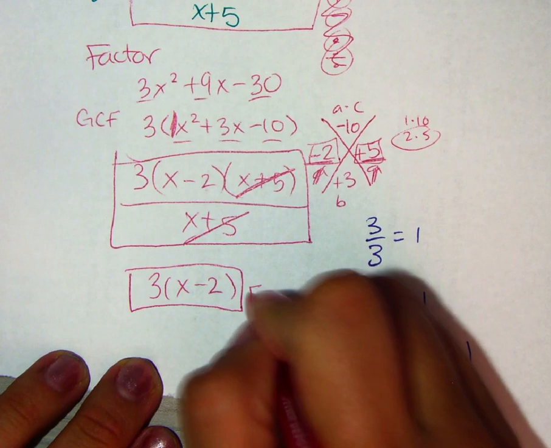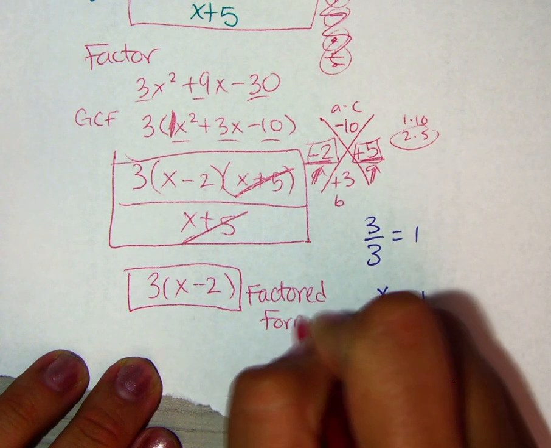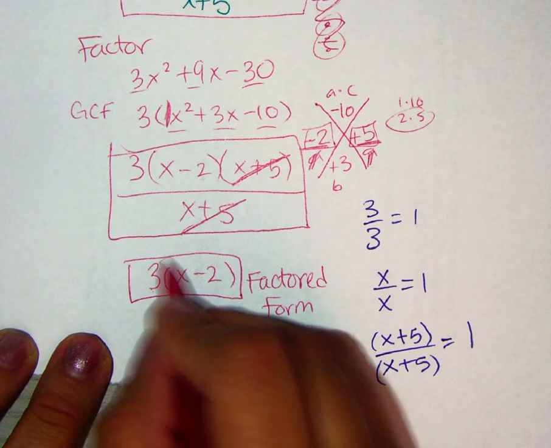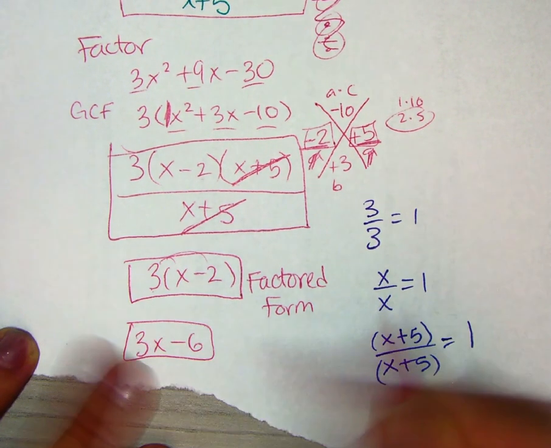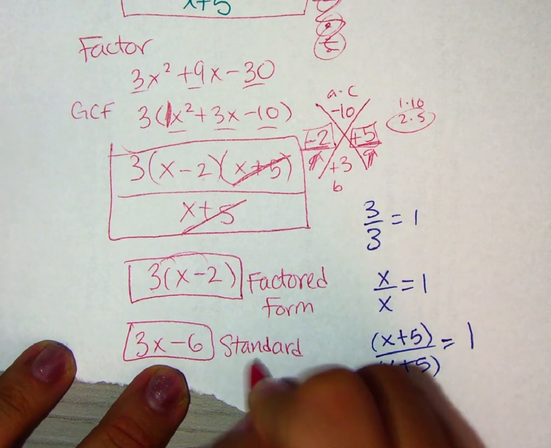So this will be considered your factored form answer because these are your factors to multiply to get your answer. And then if you multiply them, you're going to get 3x minus 6. And this is your standard form answer.